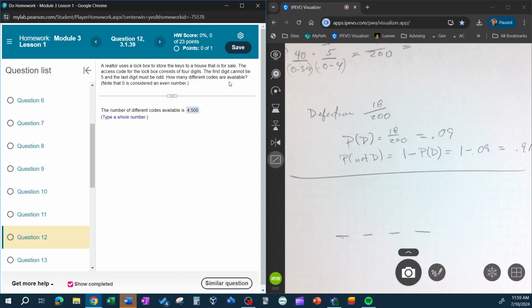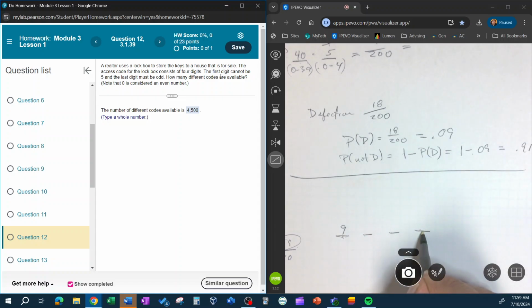You've got 4 digits, and there's 0 to 9, so there's 10 possibilities for each of these digits, except it says the first digit cannot be 5. So 5 is left out, and since 5 is left out, we only have 9 options for the first digit. And the last digit must be odd.